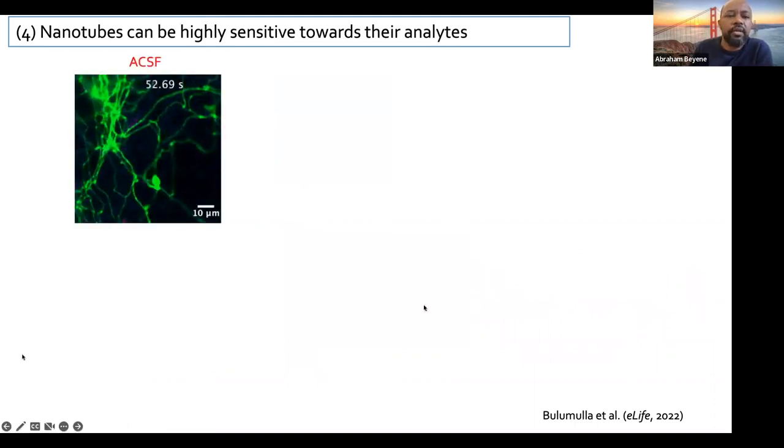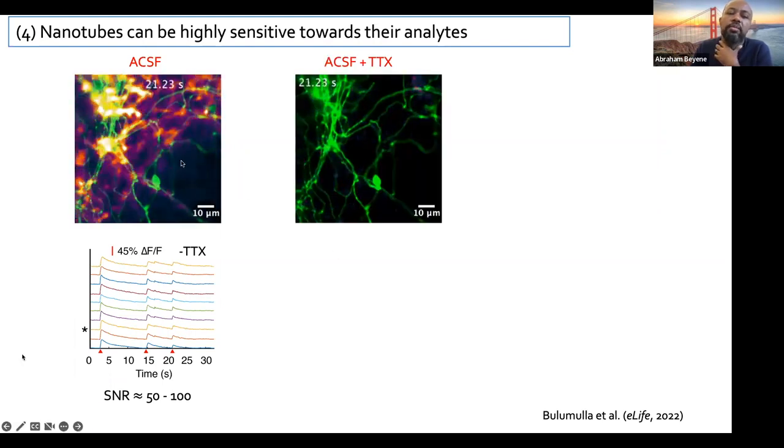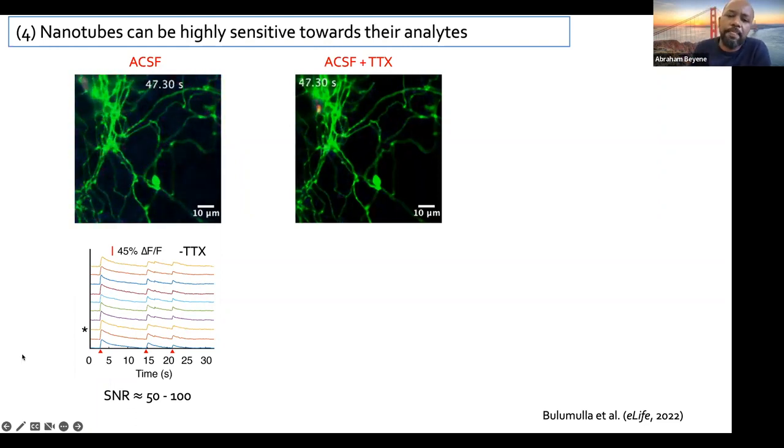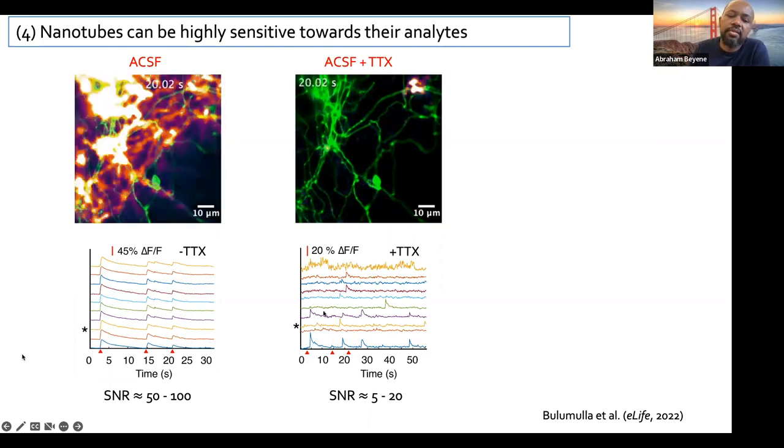The first one is that these are highly sensitive towards their analytes. Here we're imaging in our normal imaging buffer that we call SSF, and imaging in an axonal arbor, which is fairly extensive and very dense. And you see these synchronous release events in response to externally applied stimuli, which generate these action potentials. We can also blockade these action potentials with a drug called TTX. TTX stands for tetrodotoxin, which blockades action potential firing, but leaves behind these stochastic release events.